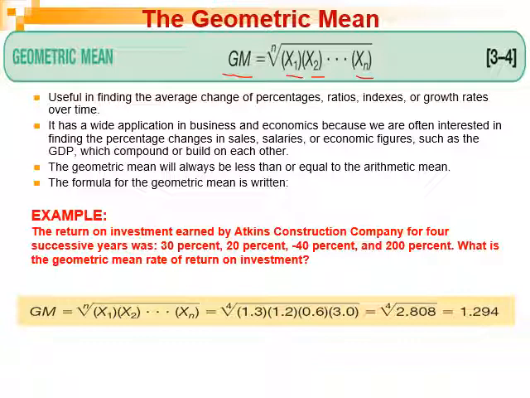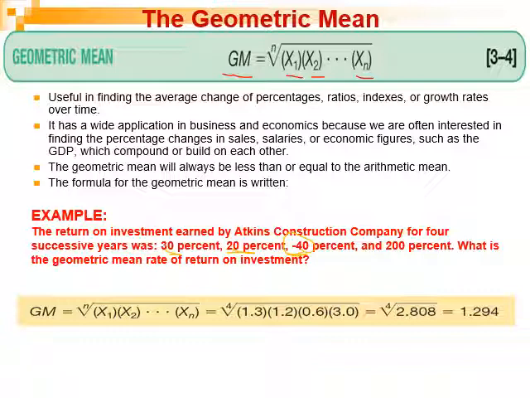We have 30% as a positive value, 20% as a positive value, and minus 40%, which is a negative value. What do the positive values and negative values mean? The positive values mean an increase in the investment in this year. But the negative values mean a decrease in the investment in this year. So this is the difference between the positive value and the negative value. Let's start to get the geometric mean.